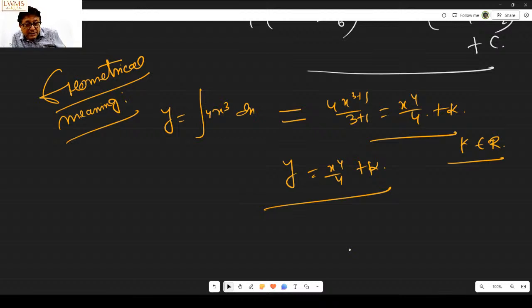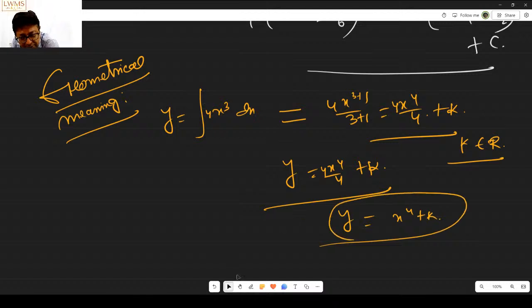That is the geometrical interpretation that k may be any real number. Let us start with k equal to 0. If we take k equal to 0, the graph of the function we did. Just wait, I am showing you x^4/4 plus k. Acha, there is 4 multiplied here. I am wrong, nobody told me. So y equal to x^4 plus k.